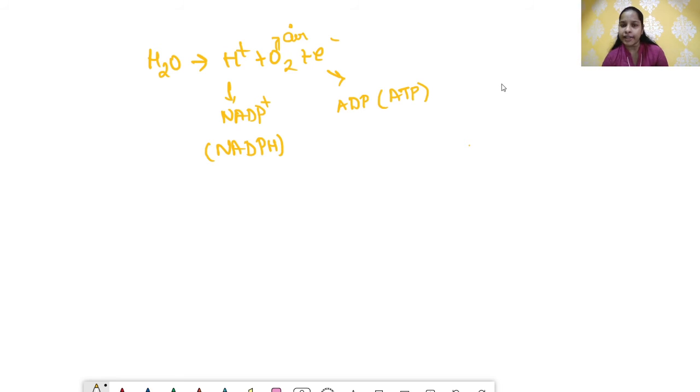And we have learned many terms over here. That was photolysis, splitting of the water. Then we have studied photophosphorylation, that is, in the presence of light, the addition of phosphate to the ADP to form ATP. And we have learned two abbreviations, the full forms of NADP plus and ADP.